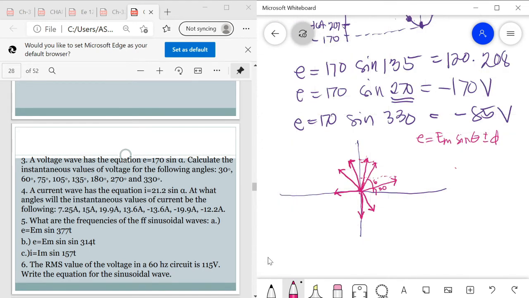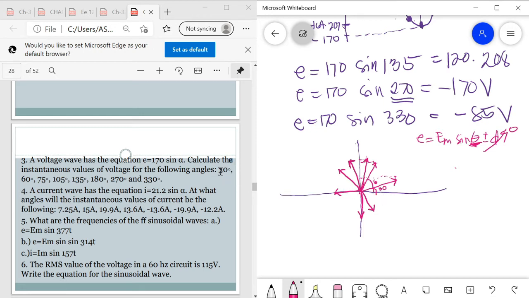This is now the representation of the angles in number 3. So this is our equation: e is equal to Em sine theta plus or minus phi. Our phi here is 0 because this is in phase. This is 0, so this is the only angle that was used. So at 30 degrees, it's here.